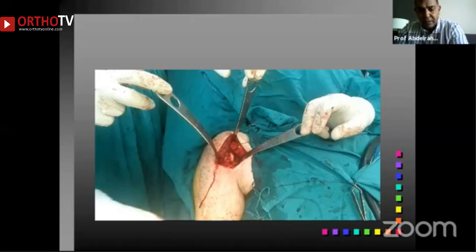Subscapularis, you have to release the subscapularis to make your approach better. And after that, do reduction easily. Don't do forced reduction, for not harming the articular cartilage. And after that, you have to do bone block with allograft or something like this. And don't expect much big results.